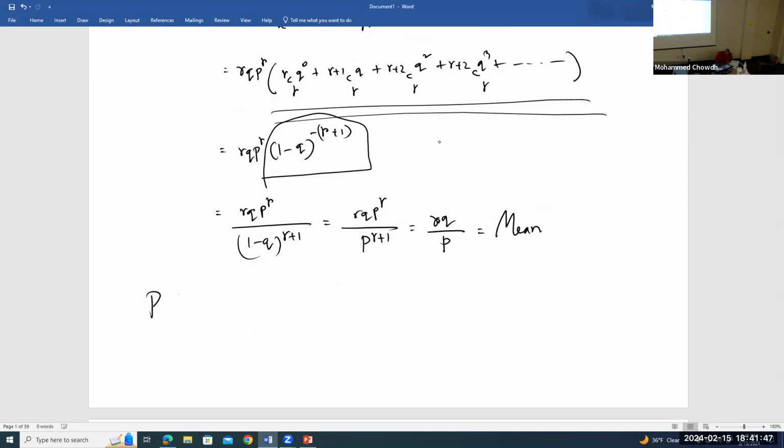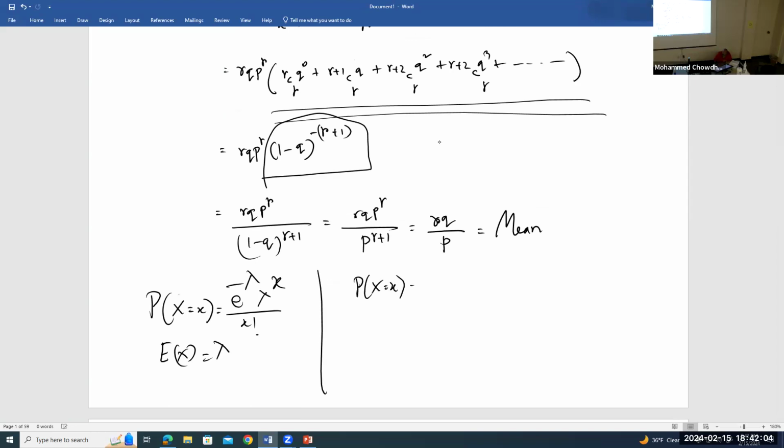That was the Poisson distribution: e to the power minus lambda, lambda to the power x over factorial x. It has a mean equal to lambda. But this is the negative binomial distribution: x plus r minus 1 choose r minus 1, and then p to the power r, q to the power x, and it has a mean equal to rq over p.